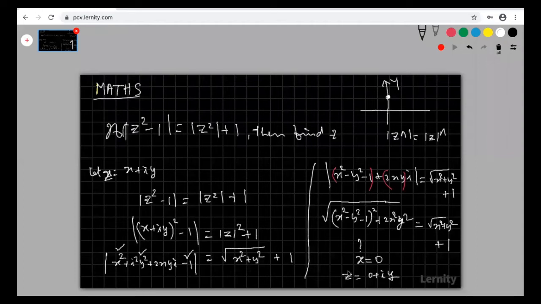So this is my z. y may be any value, but your x is always 0. If you simplify this, you will get x is equal to 0. Okay, please take a note. If you are not getting the answer x is equal to 0, please send a message. I will send the solution separately. Okay.